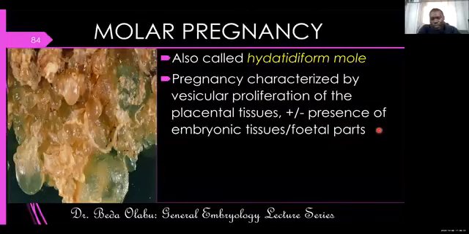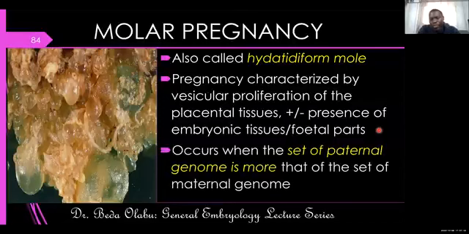The vesicular proliferation of placental tissues may be with some embryonic or fetal parts, or maybe the embryonic or the fetal parts are not there. When there are some embryonic or fetal parts, we call it partial hydatidiform mole. When the fetal parts or the embryonic parts are absent, then we call it complete hydatidiform mole. How does it come about?